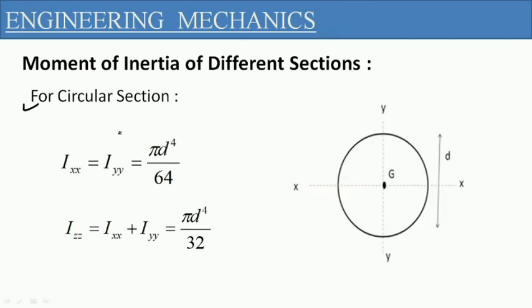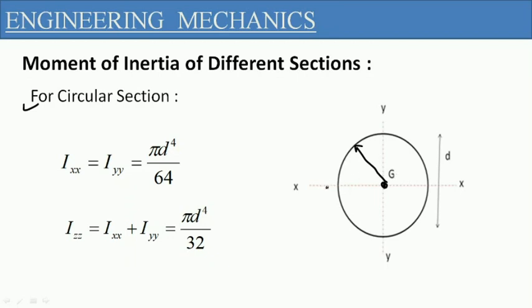Now the next section is the circular section. We know a circle has a radius or diameter, so either we can consider the diameter as a dimension or the radius as a dimension. First we need to define the position of the centroid. The center of the circle we always consider as the centroid position, because the radius at each and every point of the circle is the same, or the diameter is the same. So the center of the circle we consider as the centroid.